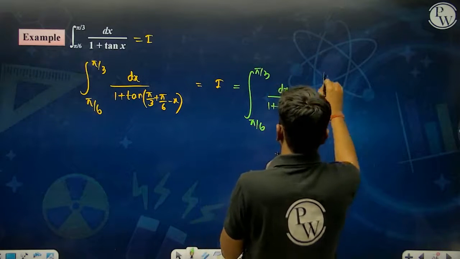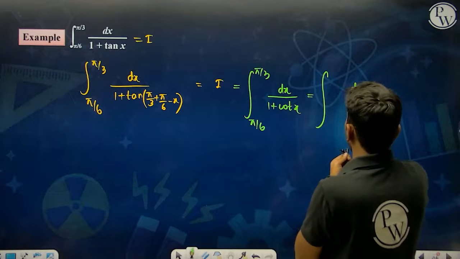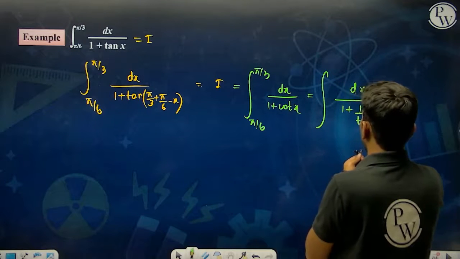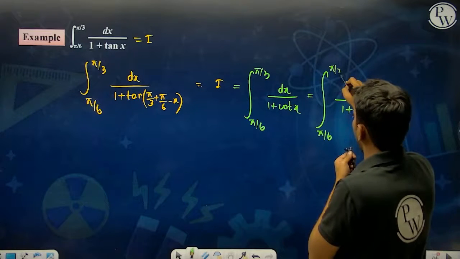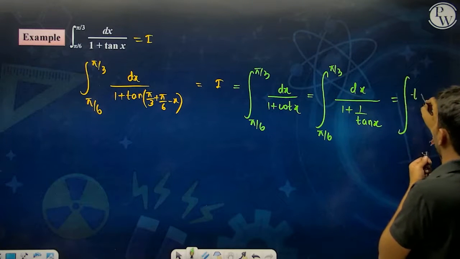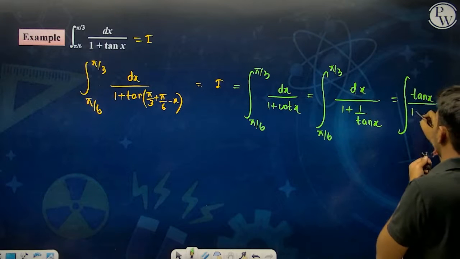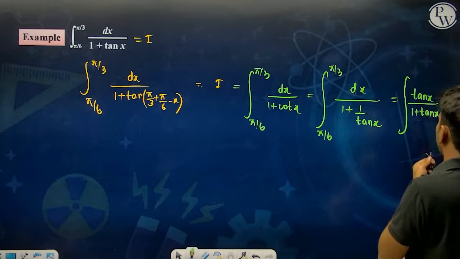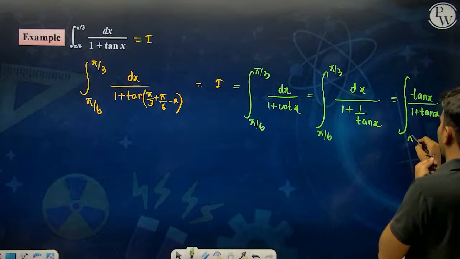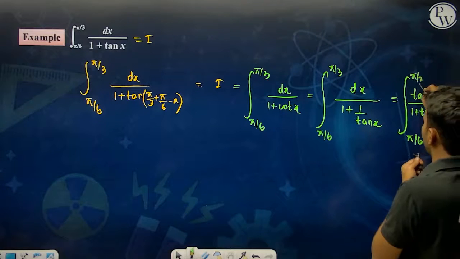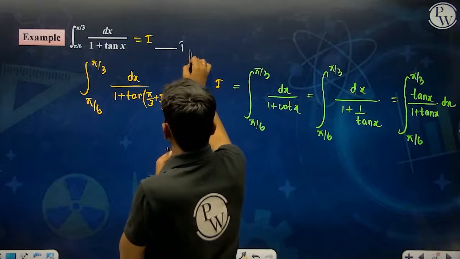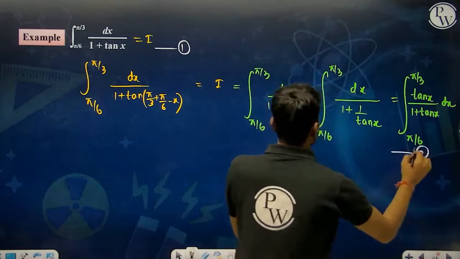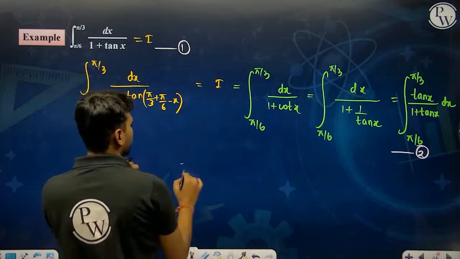Now this cot x can further be written as 1 by tan x. And now this can further be rewritten as tan x upon 1 plus tan x, where it is going from pi by 6 to pi by 3. So all these values are equal to I and I only. So let's add this one and this one. This I and this I, if you add, it is going to be 2I.